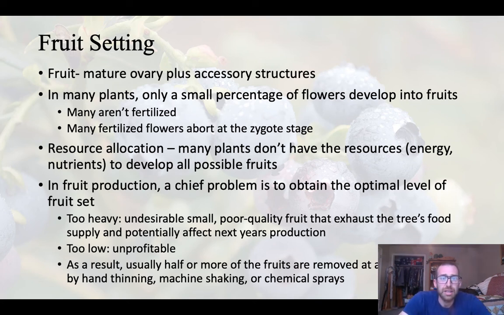Right? So if we are looking at fruit production, one problem is to obtain the optimal level of fruit set. You can have, we'll say, an apple tree, and you can have an instance where you have too heavy of a fruit set. So too many of your flowers have developed into fruits, and as a result, because of this resource allocation, your fruits are going to be undesirably small or of poor quality, or they may exhaust the tree's food supply. If you're too heavy, that's not a good condition.